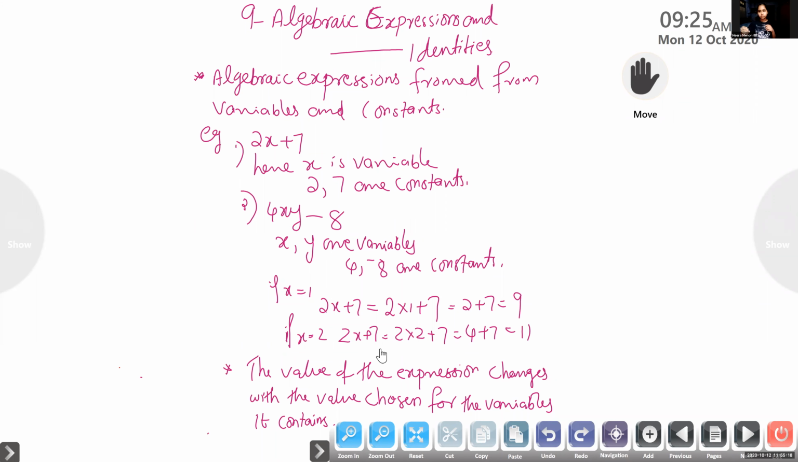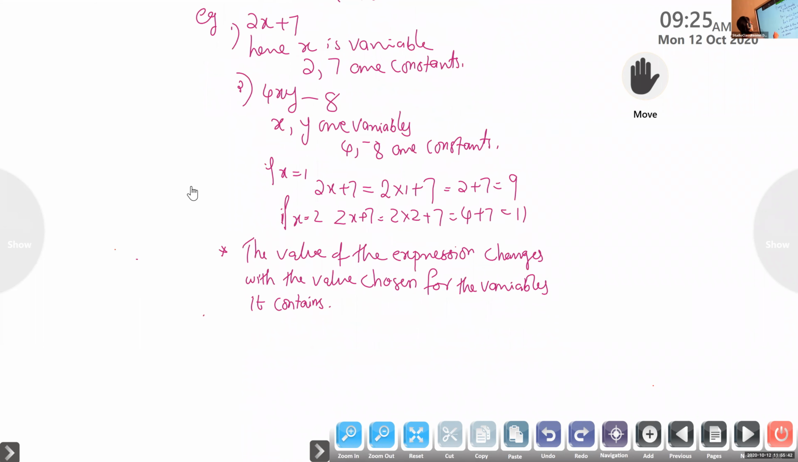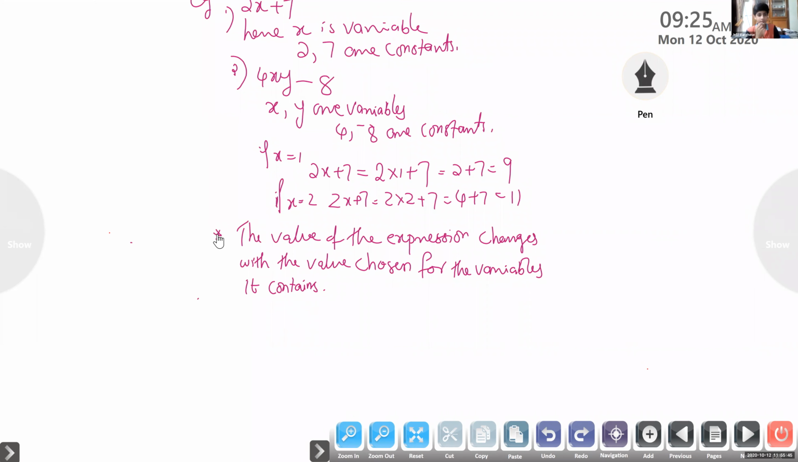Okay, Hira, read the first one. First point: algebraic expressions are formed from variables and constants. Yes. Jeff, read the second one. The second point is, this point: the value of the expression changes with the value chosen for the variable it contains. Okay, Alan, read the second point. The value of the expression changes with the value chosen for the variables it contains. Okay, Nikila, read.